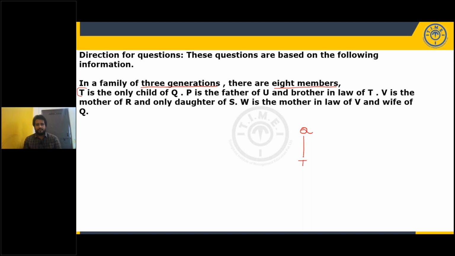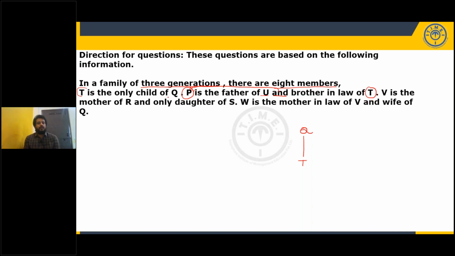So let's move aside. Next, what is given? P is the father of U and brother-in-law of T. Here it is mentioned T is the only child of Q. P is the father of U and brother-in-law of T means I can say that P is the brother-in-law of T, right? Because 'and' refers to the first person as the subject. So P is the brother-in-law of T. How could it be P is the brother-in-law of T when T does not have any siblings?